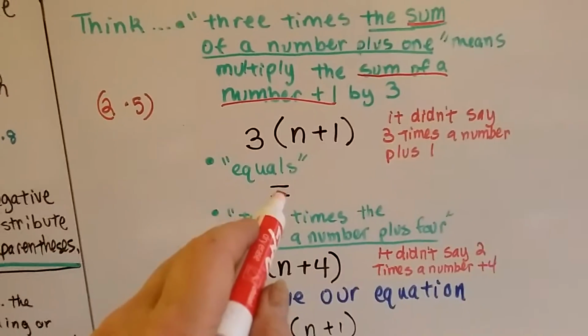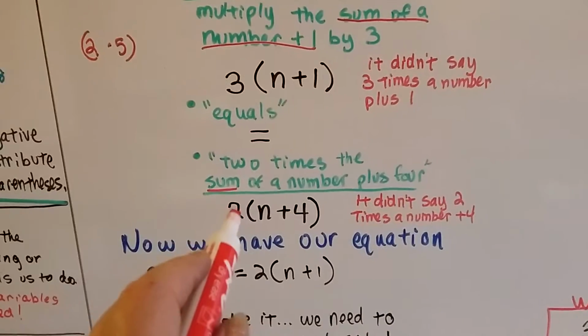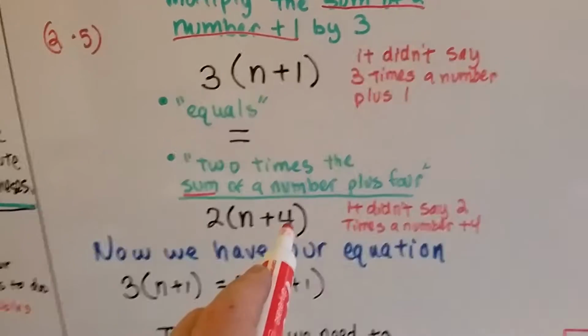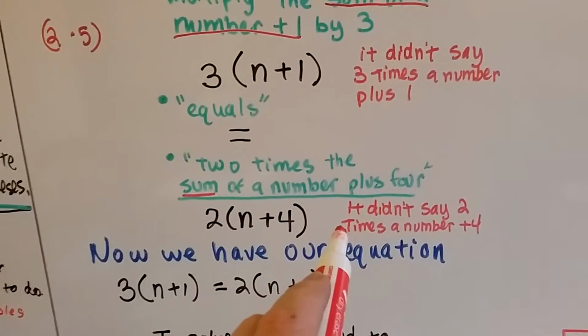Okay? We got our equals, so we know it's equals, and then 2 times the sum of a number plus 4. So now we know we have an n plus 4 in parentheses. Okay? It didn't say 2 times a number plus 4.